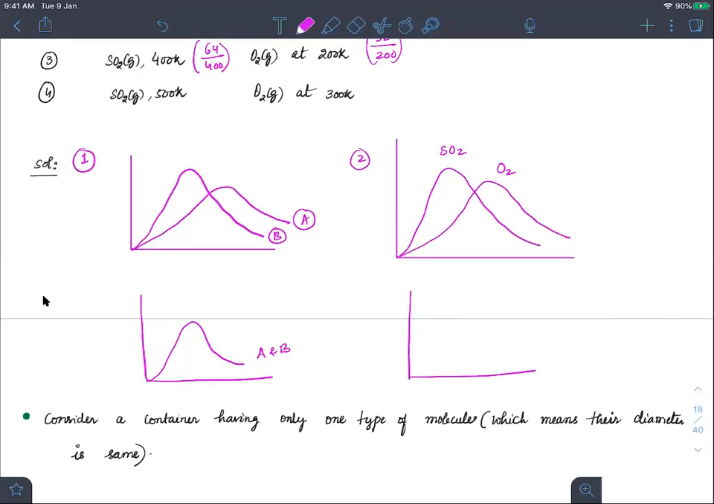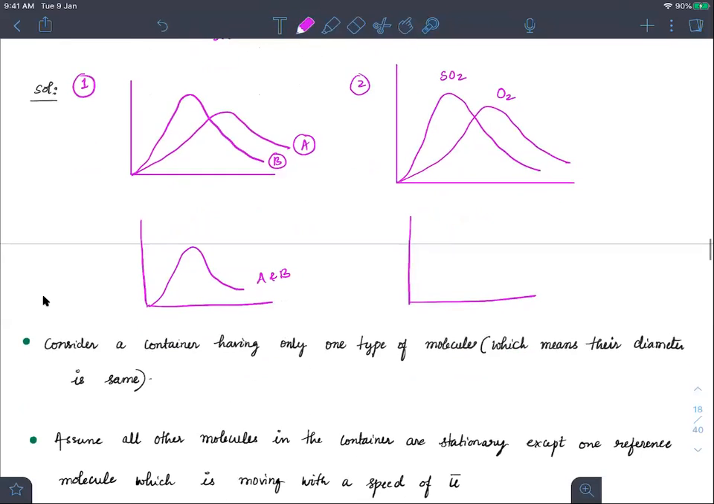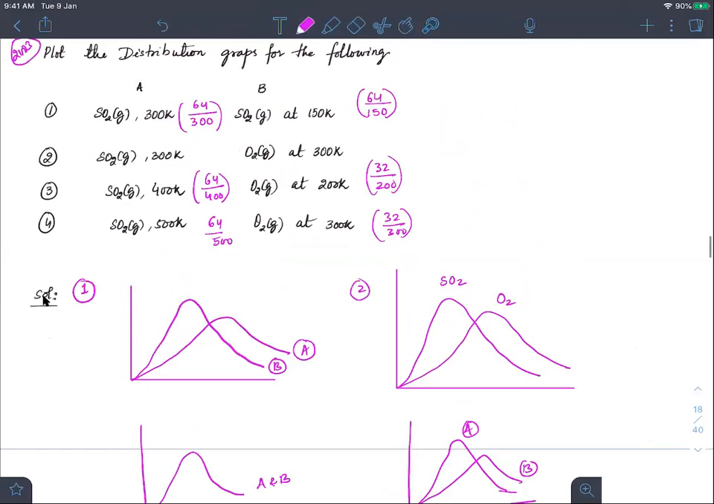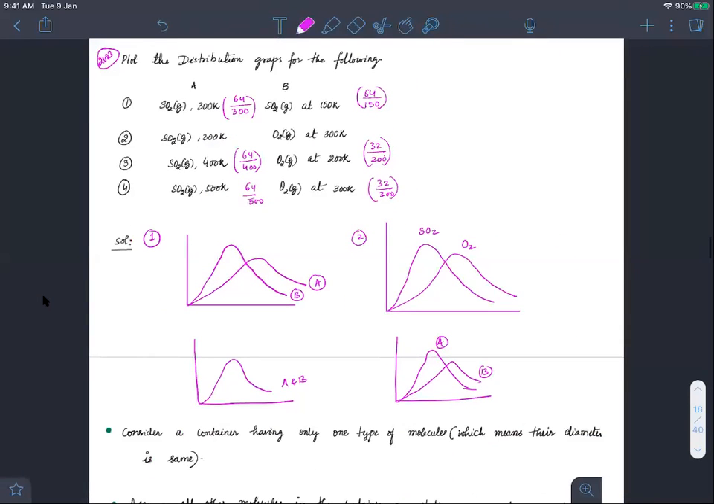Fourth one, SO2 at 500, O2 at 300. So this is 64 by 500 and this is 32 by 300. So you can see this value is dominant because this is 32 by 250. So which means if I put these two graphs, this would be for A, this would be for B. So everyone please look over and let me know if you have any doubt.